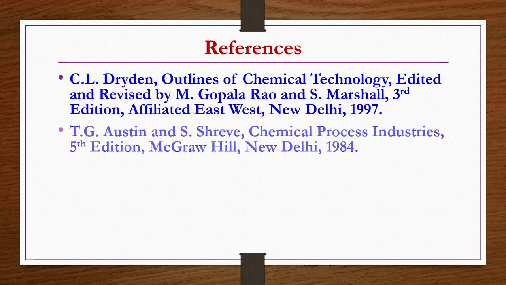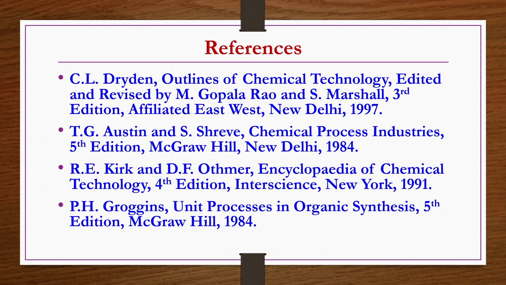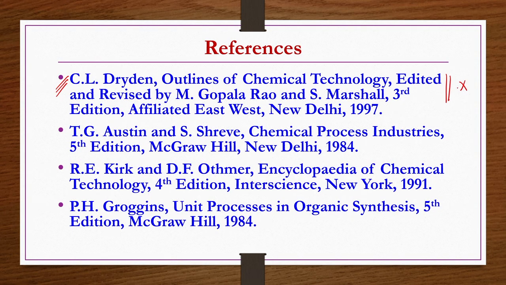References for this lecture, the references are provided here, but the entire lecture is prepared from this reference book, C.L. Dryden, that is Outlines of Chemical Technology, edited by Gopal Rao and Marshall, 3rd edition. All the details presented in this lecture can be found in this reference book. Thank you.